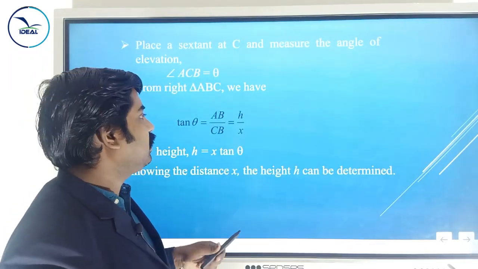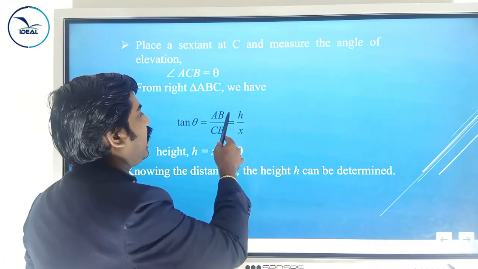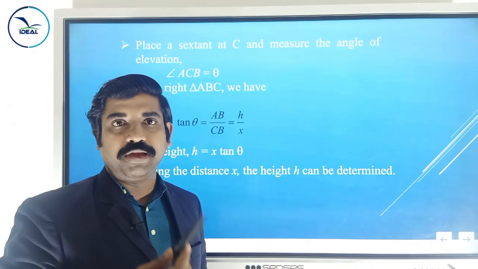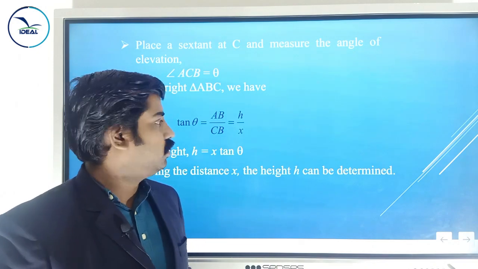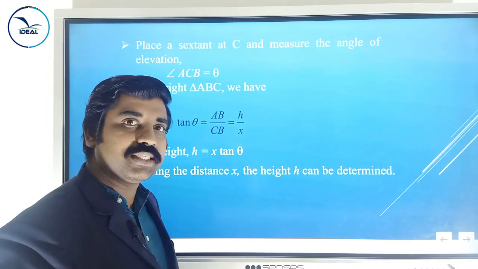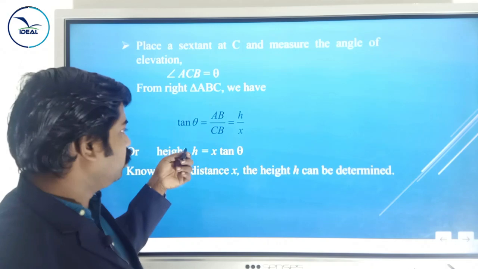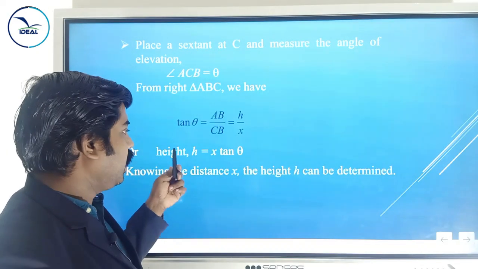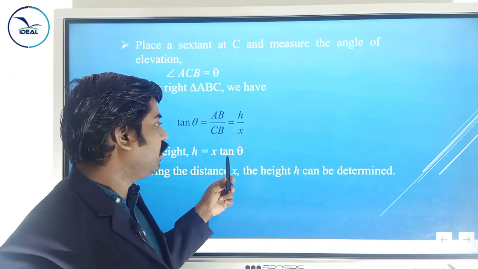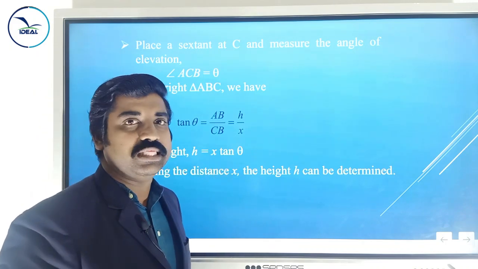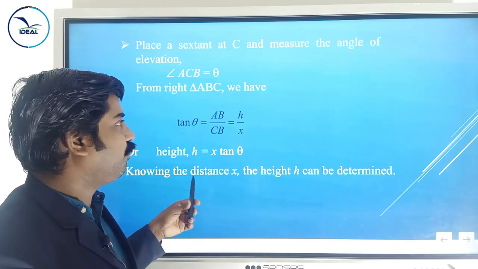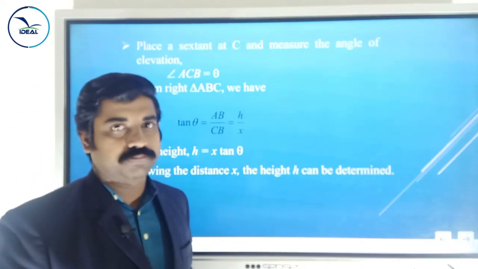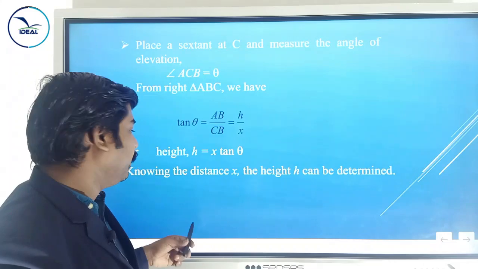So from that we can find h if we want to find the height of a building. We can find it by using this method. So h is equal to x tan theta. From that triangle only we will get h is equal to x tan theta. This is one method for finding large distances. It is an indirect method, called the triangulation method.